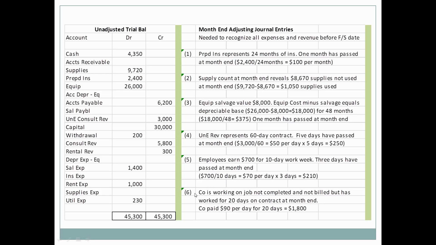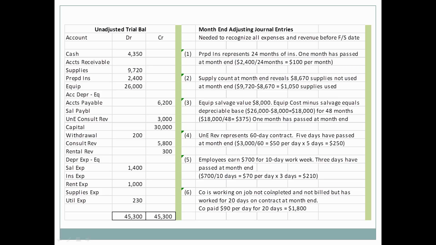And our sixth and final adjusting journal entry, and again, these are the only 6 that we're going to learn about in this chapter. So these are the only 6 that you will be responsible for learning and knowing. The company is working on a job which is not yet completed, neither have they billed the client because they haven't completed it. But they have worked for 20 days on a contract by month end. The company is paid $90 per day, and they've worked on it for 20 days, so that means they should recognize a receivable of $1,800 and revenue in the amount of $1,800.